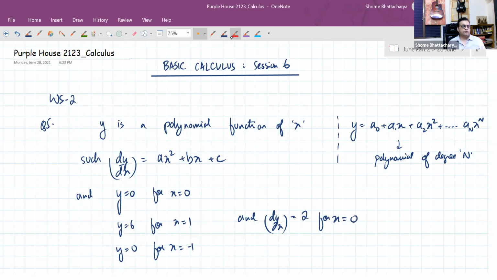So this is like 4 separate pieces of information given to us. These 4 statements are 4 separate pieces of mathematical information, in addition to the fact that y is a polynomial function of x and dy by dx is of this type, where a, b, c are unknown quantities. So we have to calculate the values of a, b, and c. Okay. All right. So now this is, as I said, a slightly more conceptual type of question.